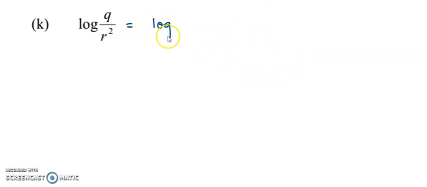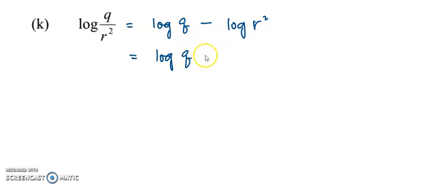This is also the same, log q. Because of the division we are using minus over here, minus log r squared, and since we want it in terms of log q and r, move the 2 to the front, you get 2 log r.